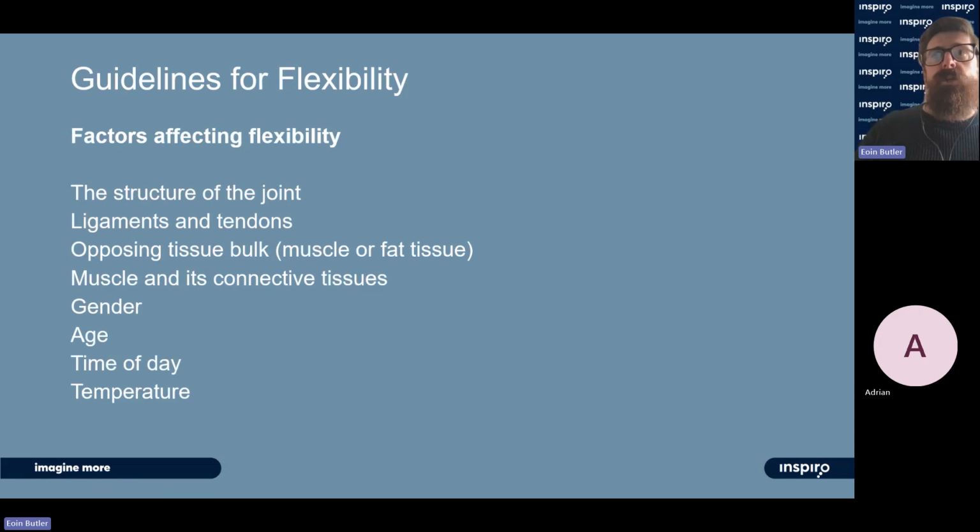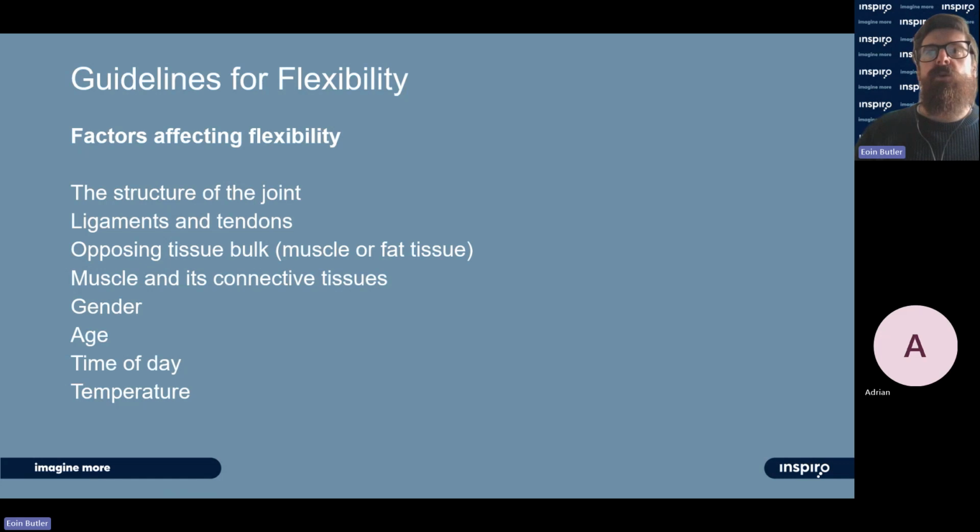Some different factors that could affect flexibility. So the structure of the joint itself, what condition the ligaments and tendons are in. So if you've had ligament damage, for example, it's going to affect the flexibility around the joint. Opposing tissue bulk, whether that be muscle or fat. The muscle itself and its connective tissues. Gender, so as we said earlier this morning, females are more flexible than males. Age, people tend to get less flexible as they get older, so we need to try to start it early in life and continue it on.